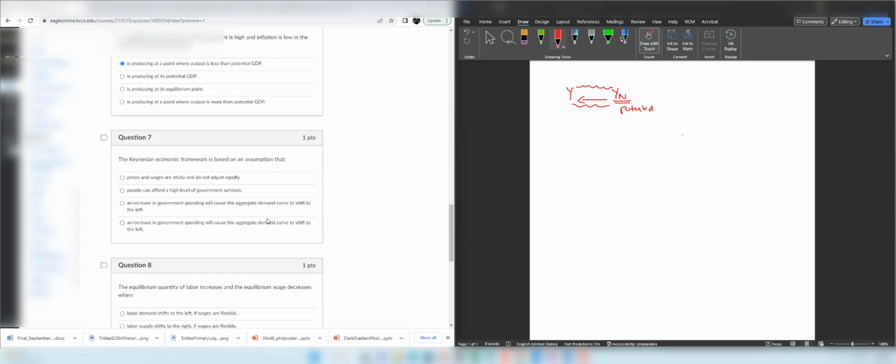Question 7. The Keynesian economic framework is based on the assumption that prices and wages are sticky and do not adjust rapidly. That is true. People can afford a high level of government services? That's not what Keynes said. An increase in government spending will cause the aggregate demand curve to shift to the right, not to the left. An increase in government spending will cause the aggregate demand curve to shift to the left. The choices are the same here, but they are wrong. So what Keynesians are saying is that prices and wages are sticky and do not adjust rapidly. This is the main difference between classical economists and Keynesians.